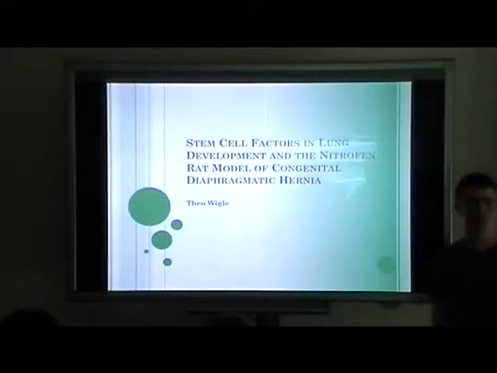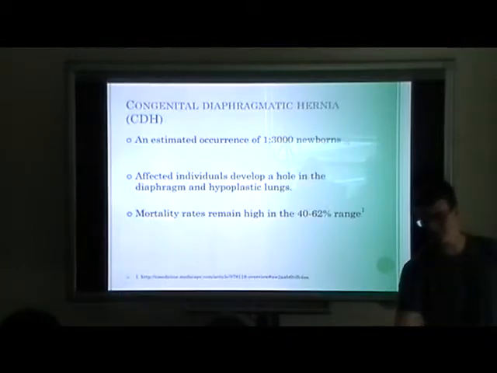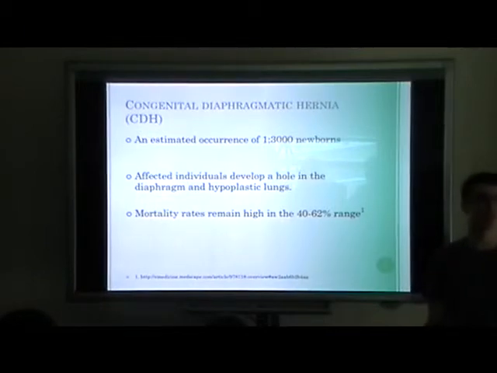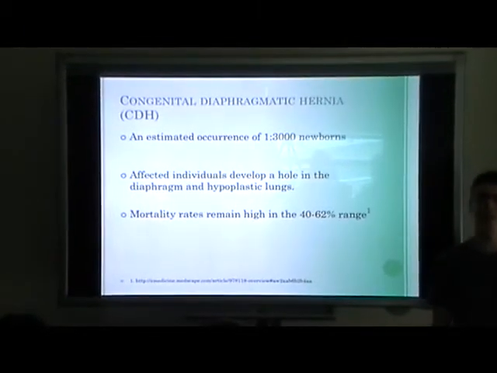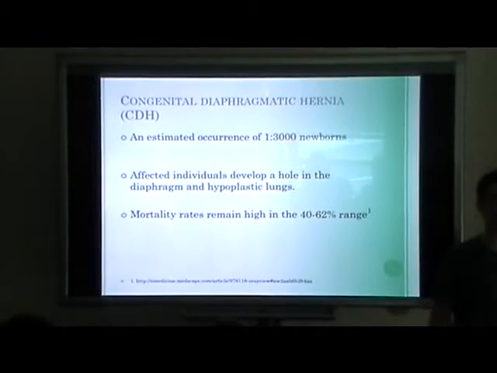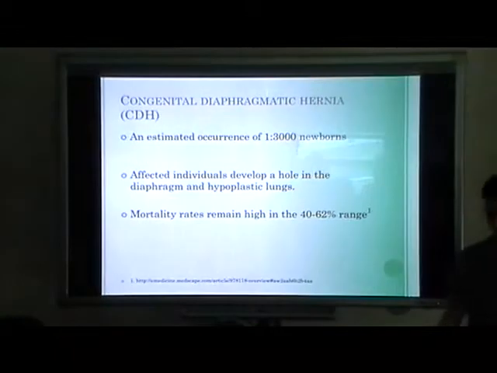Stem cell factors in lung development, and the nitrofen rat model of congenital diaphragmatic hernia. So CDH is a developmental disorder that affects about 1 in 3,000 newborns, and the people affected with this disease have a hole in the diaphragm through which the abdominal organs herniate, and they also have hypoplastic or underdeveloped lungs. Now the mortality rate for this disorder is still very high, about 40 to 62%, despite the fact that repairing the hernia itself is actually becoming relatively easy and with less and less invasive procedures. So we're wondering what's going on there.